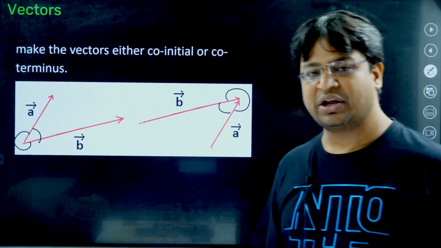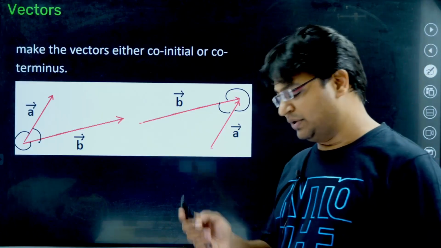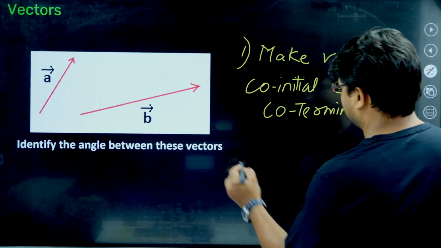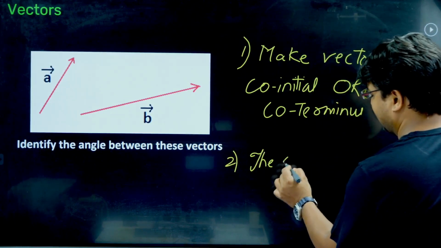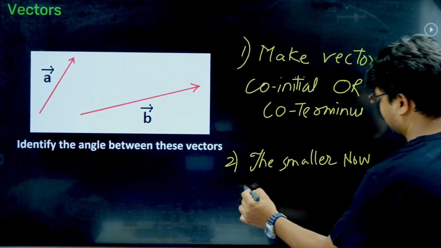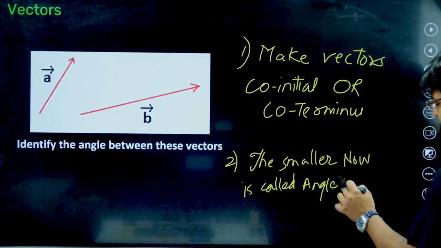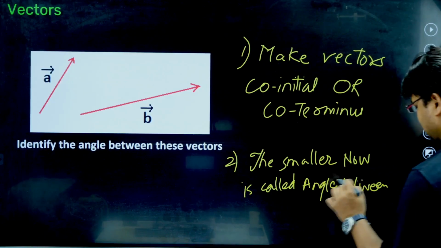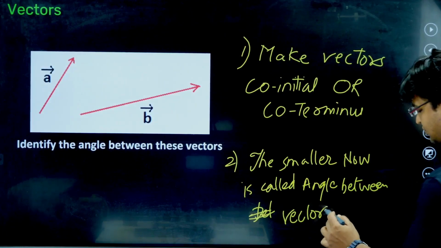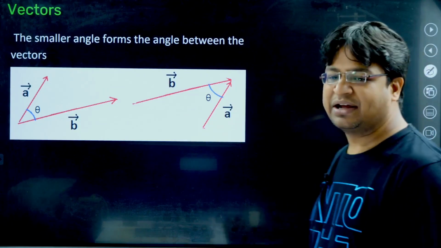Once you have made the vectors co-initial or co-terminus, the smaller angle that you witness is called the angle between the vectors. So the smaller angle is the angle that we are looking for. The smaller angle is called the angle between vectors. We are naming that angle theta.